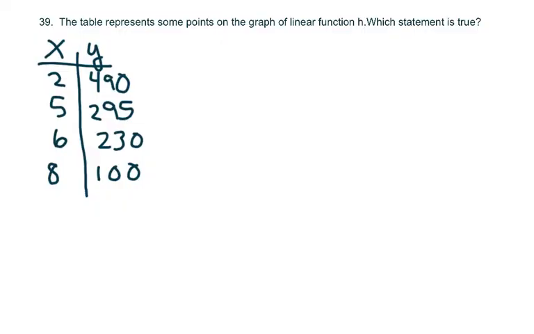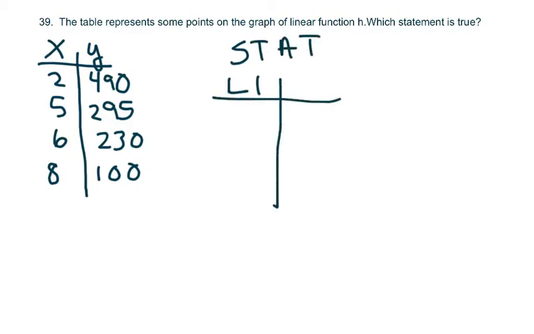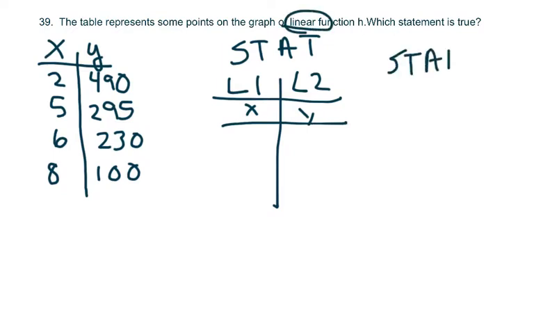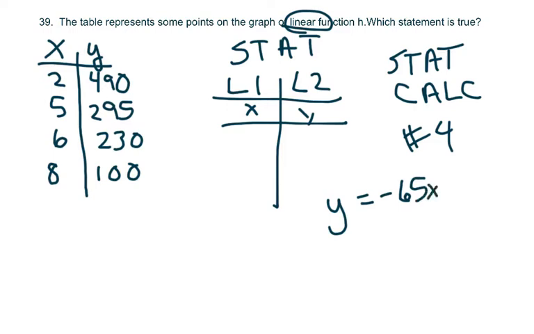All right, 39, what does it say? We have a table, what statement's true. What I did is I used the stat. Again, L1. Since you can use the calculator, I would take advantage of it. L2, this is your X and Y. And just plug that in. It does say it's linear. So you're going to go to stat. After you input it on the edit, you're going to go to stat, calculate, and then push number 4. All right, and then you should get Y equals negative 65x plus 620.